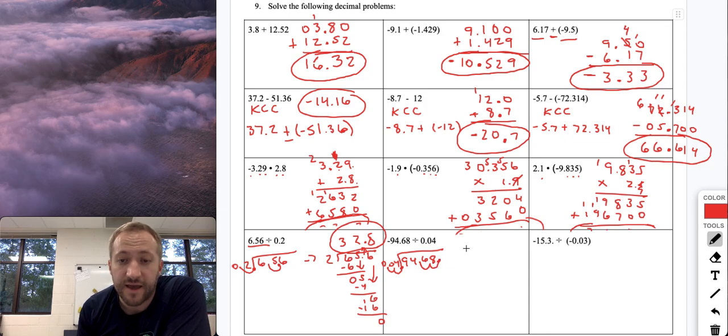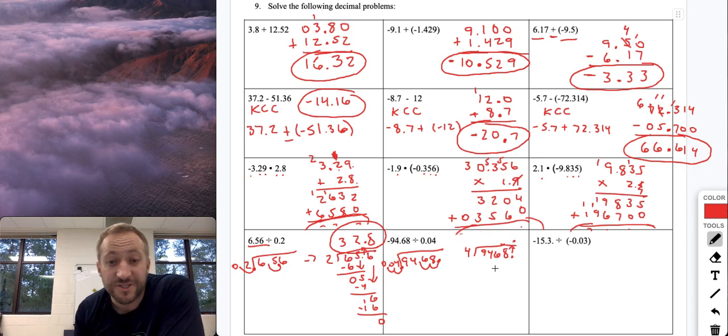So now I have 4 into 9,468. That's my new problem. And that's where I move my decimal. I'll bring it up so I don't forget about it. That's where it's going to go in my answer. So now I can go divide. 4 into 9, that goes twice. 4 times 2 is 8. Subtracting, I get 1. Bring down the next number.